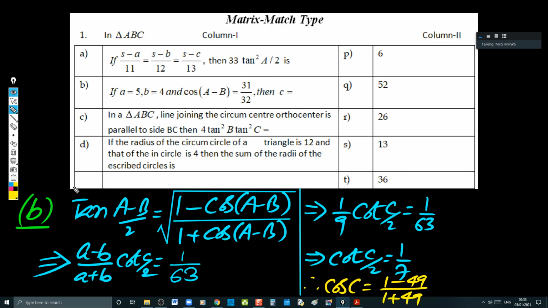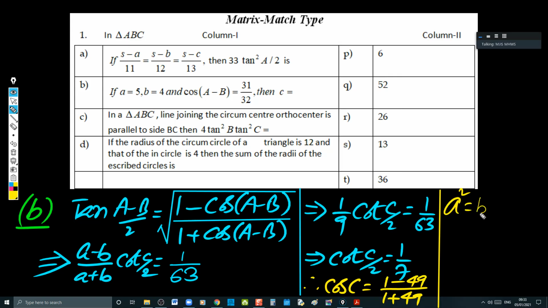Are you there, everyone? Yes, sir. Now from that one, what I'm doing, I'm getting cos C. See the depth of the formula. 48 by 50, minus 48 by 50. See the depth of the formula used here.